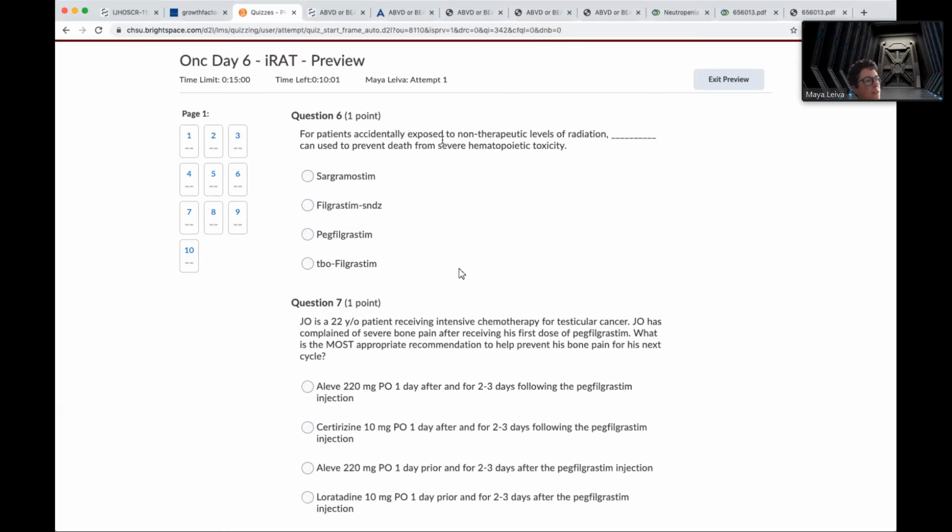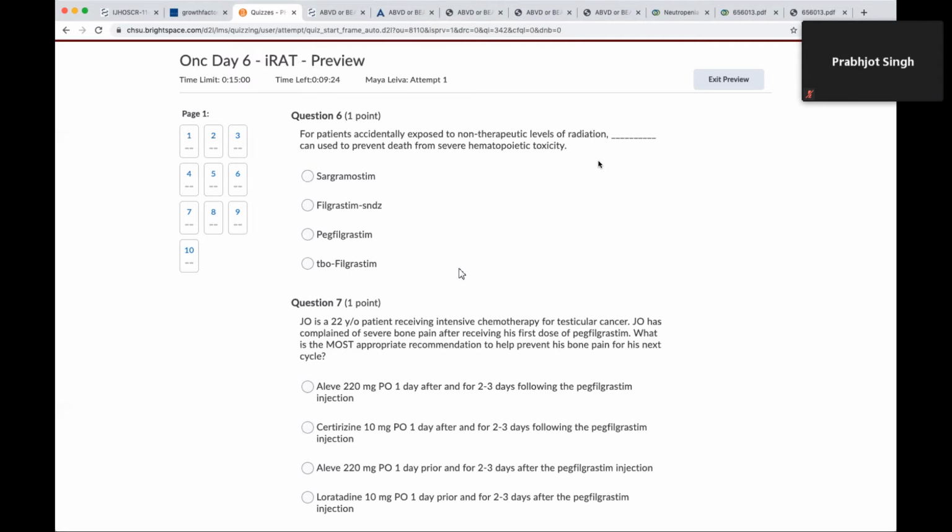So for patients accidentally exposed to non-therapeutic levels of radiation, blank can be used to prevent death from severe hematopoietic toxicity. So which of these do you think? Sargramostim. That's right. And what kind of drug is that? GM-CSF. That's right. Now for filgrastim and tbo-filgrastim, what drugs are those? G-CSF. Right. So for G-CSFs, do we tend to use them for treatment of neutropenia? No.